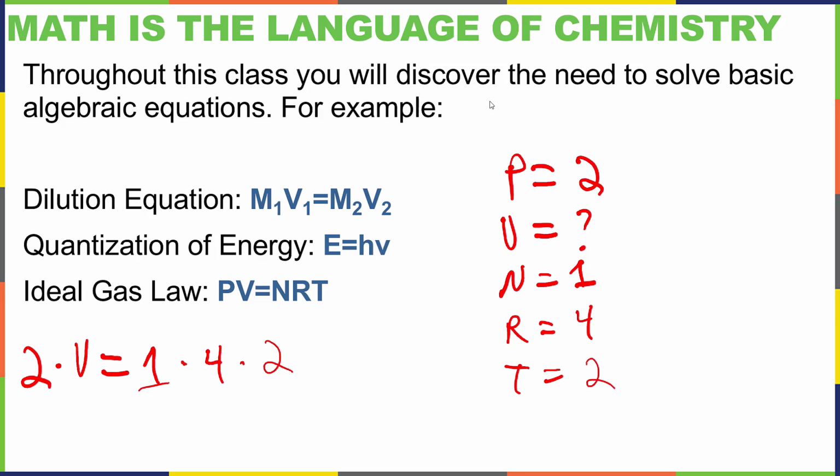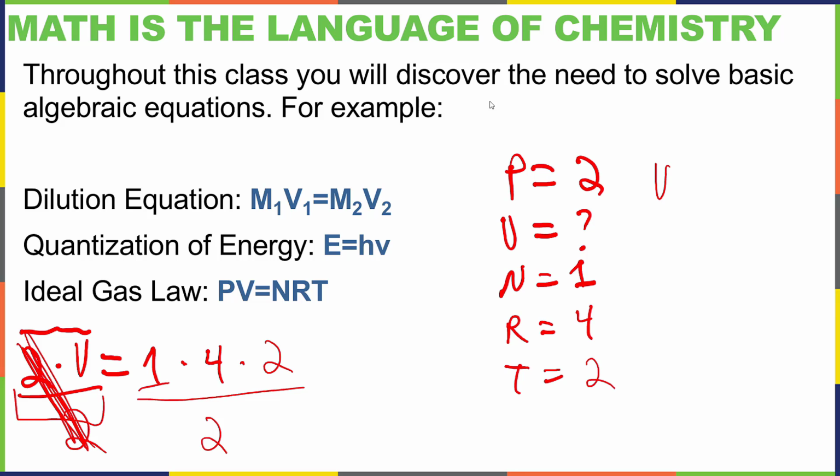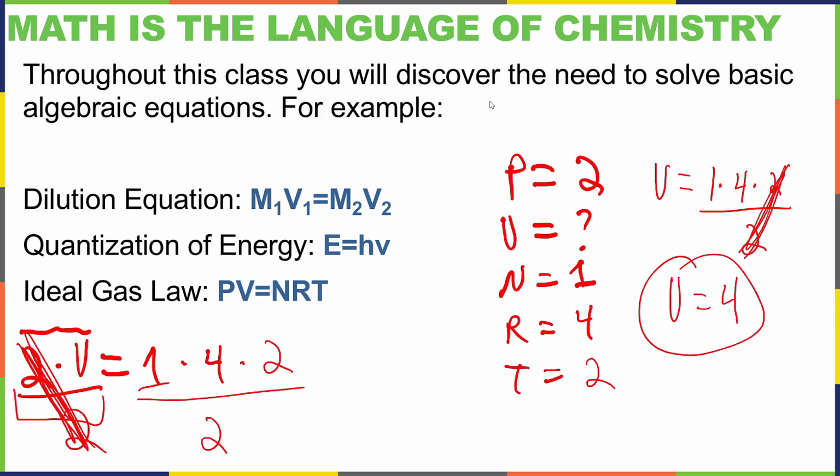So we're solving for volume. How do we get volume by itself? Well, there's only one thing in the way from keeping volume from being the only thing on the left-hand side of the equation, and that's this 2. So we're doing a multiplication function here. Let's go ahead and divide by it to undo it. So we're going to divide each side by 2. That cancels it out. So here's what it looks like. V is equal to 1 times 4 times 2, all divided by 2. That's going to cancel. That means V, the volume, is simply equal to 4.